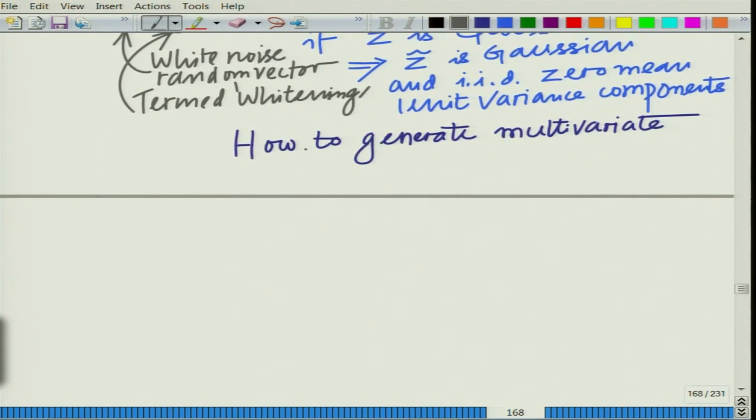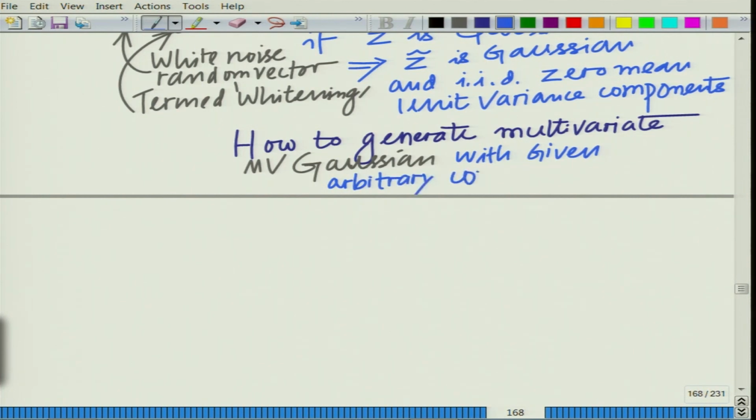Now, how to generate Gaussian or multivariate Gaussian with a given arbitrary covariance matrix? So, we have looked at the whitening. Now, the analog of that, you can think of it as the inverse problem, that is, given a noise process, colored noise process Z bar with covariance matrix R, we have produced a white noise process.